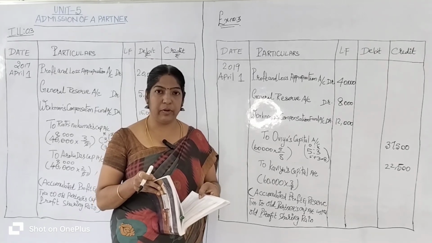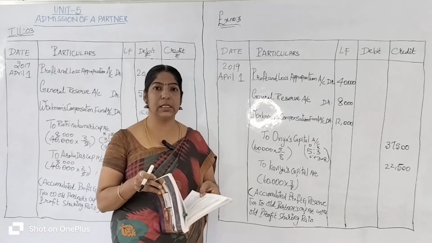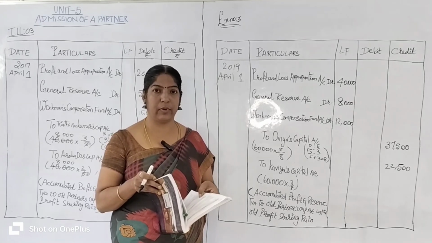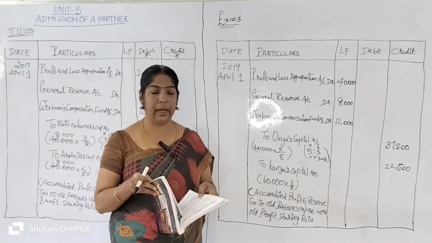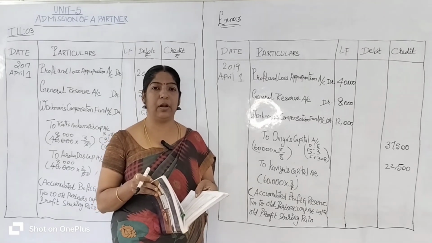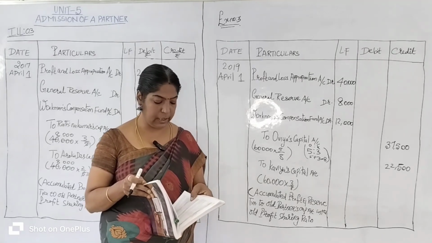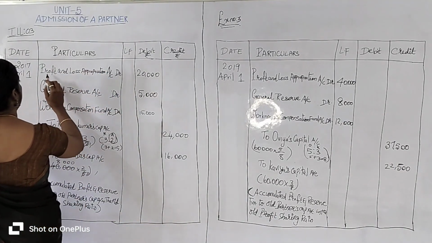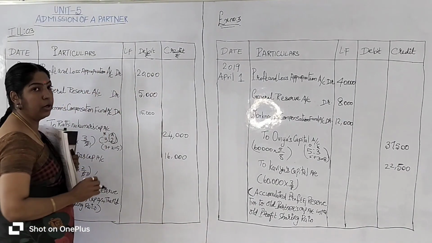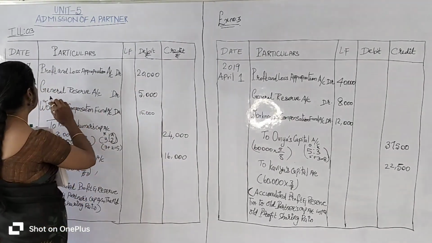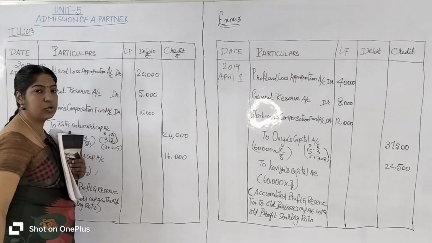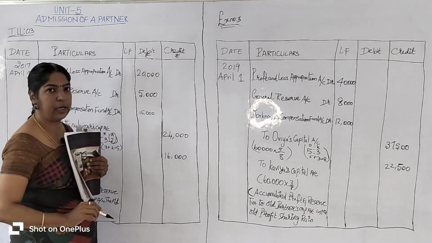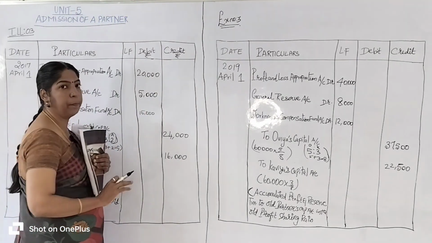Accumulated profits, profit and loss appropriation account, general reserve and compensation fund account, reserve account, fund account, all are debited, and old partners capital or current account is to be credited. So as per the format, we are going to write profit and loss appropriation account debit 20,000 rupees, general reserve account debit 5,000 rupees, and workman's compensation fund account debit 15,000 rupees we entered.